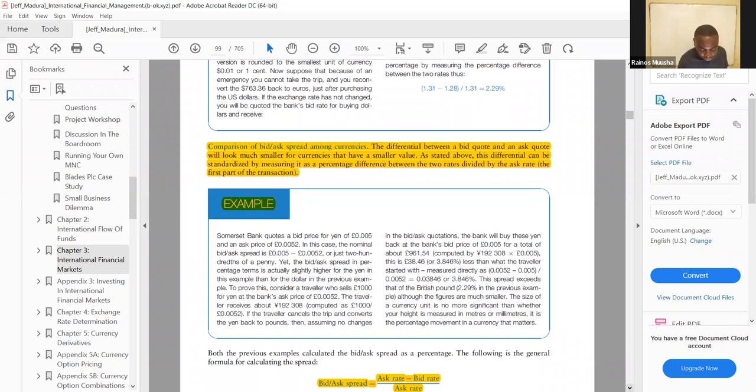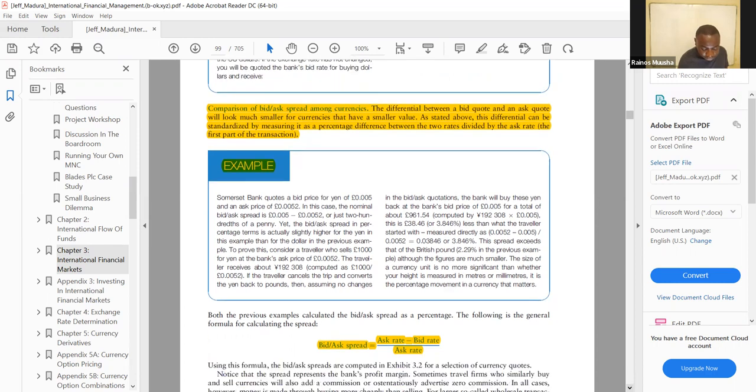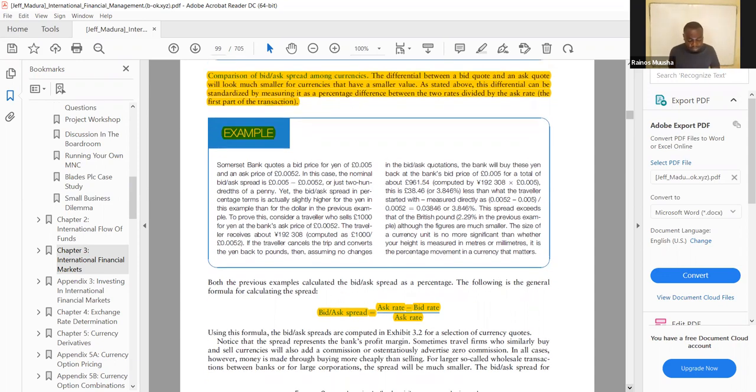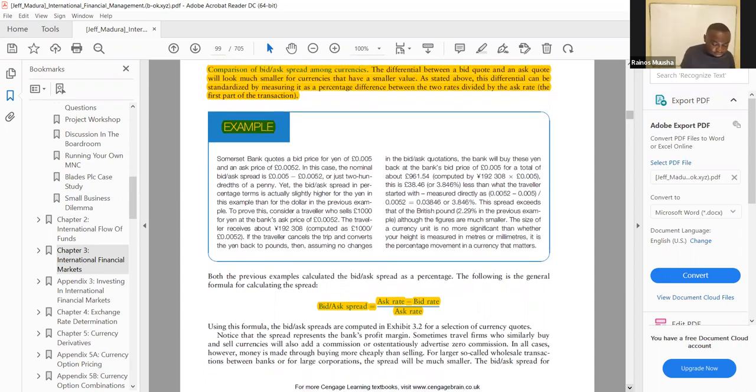So as a formula, the bid-ask spread as a percentage is given as the ask rate minus the bid rate over the ask rate. So the bid-ask spread as a percentage is the ask rate minus the bid rate over the ask rate. Are we on the same page when it comes to this example? Any questions?